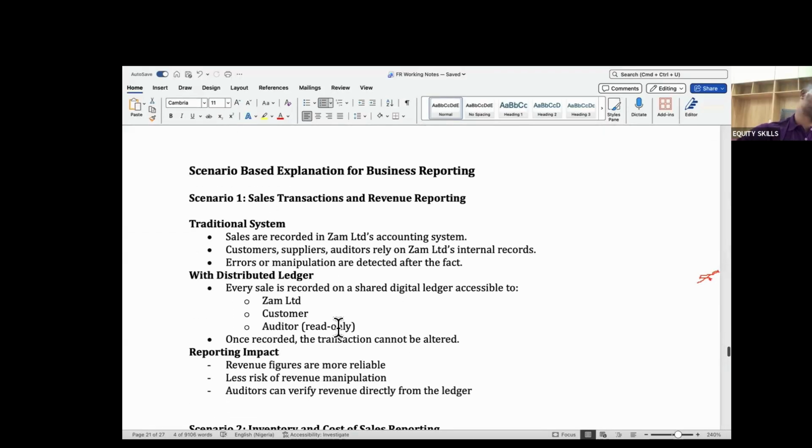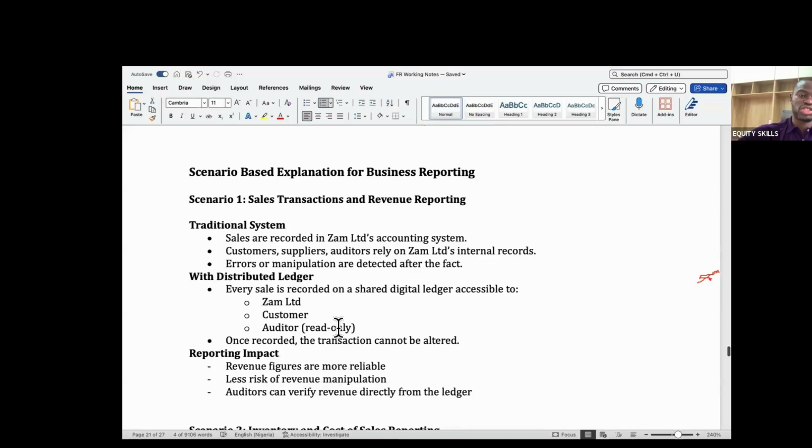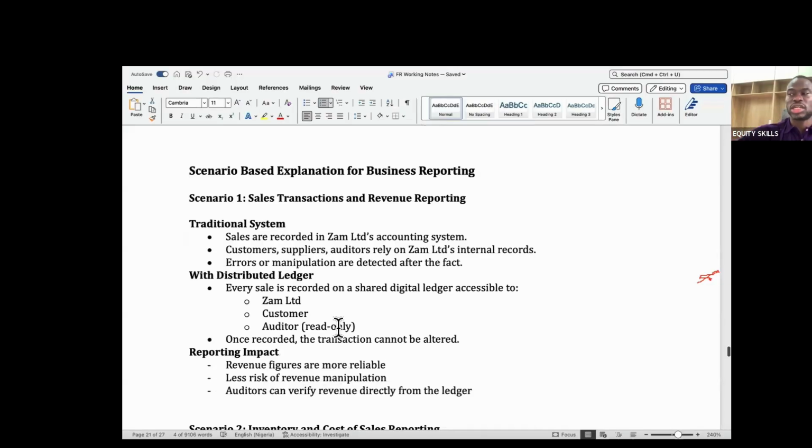And just to put context to what I'm talking about, the way blockchain technology or a distributed ledger system works is, if you want to enter a sales transaction, for example, based on our traditional system now, let's say your company is ZAM, your company records it in the accounting system, okay? Every other related party, like your customer, suppliers, your auditor, can't see it. They will rely on your record. If they need it, they will ask of you, and you can manipulate it if you wish. Okay? Except if they detect it later.